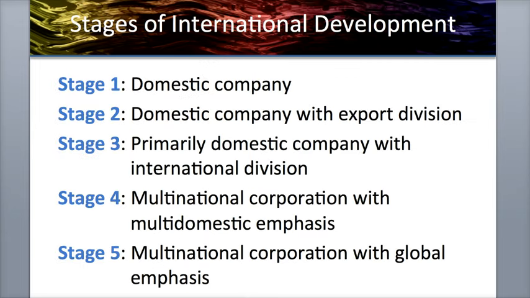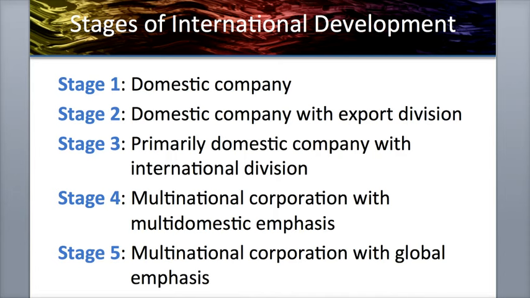where you're moving towards. So in the international development of a company, the first stage is the domestic company is established. Then the domestic company starts to export their products. Then the domestic company starts to work and develop an international division. And then it becomes a multinational company with a multi-domestic emphasis, which means that the multi-domestic company's going to exist in many different nations, but it's going to focus on the products in that nation, but it's all part of a bigger company. And step 5, multinational corporation with a global emphasis.